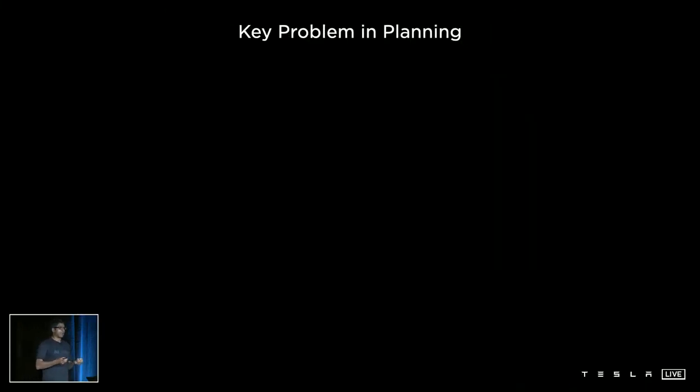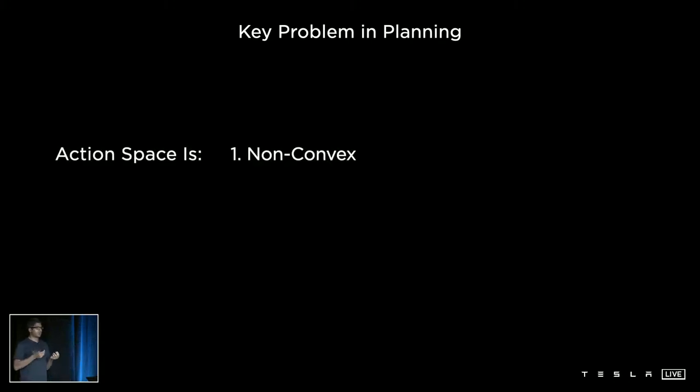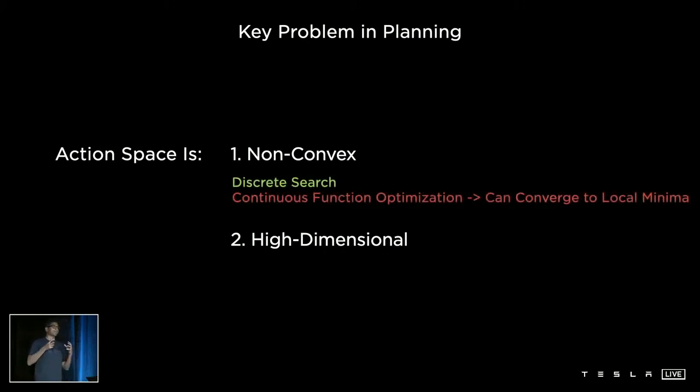What is the key problem in planning? Number one, the action space is very non-convex. And number two, it is high dimensional. What I mean by non-convex is there can be multiple possible solutions that can be independently good, but getting a globally consistent solution is pretty tricky. So there can be pockets of local minima that the planning can get stuck into.